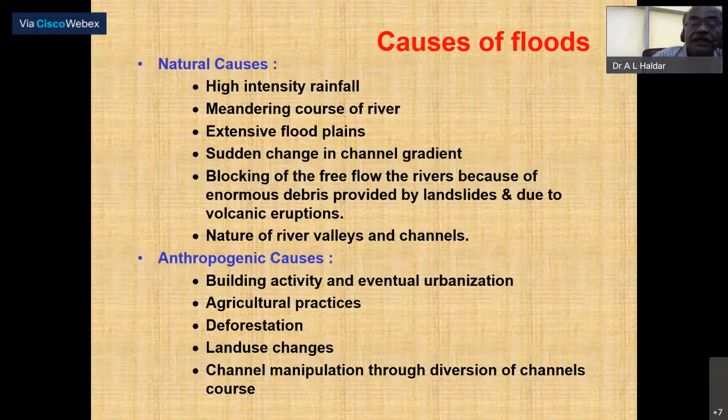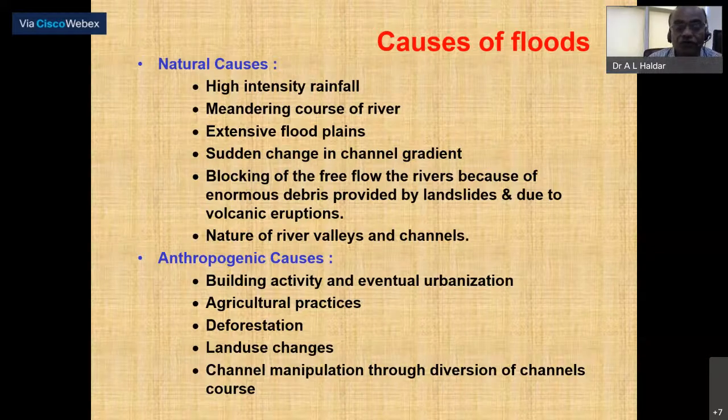And with the meandering, sometimes erosion was taking place, and even the boundaries on one side of the river, after the floods, were changing location. Similarly, for the channel gradient, if there are sudden changes there, the flood takes place. And in different river valleys and channels, natural river valleys and channels, the flood takes place.